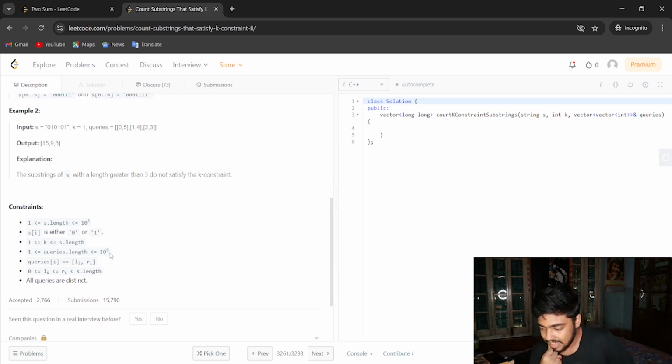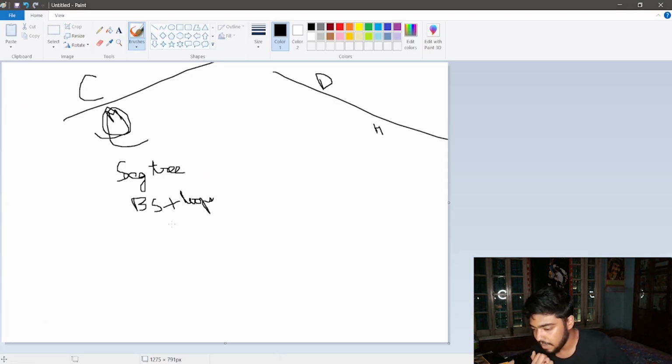So that is it. I won't explain this question much. I think this is more than enough for the explanation part. Okay, so this is enough. Let me give you a little bit more on data structures for this.